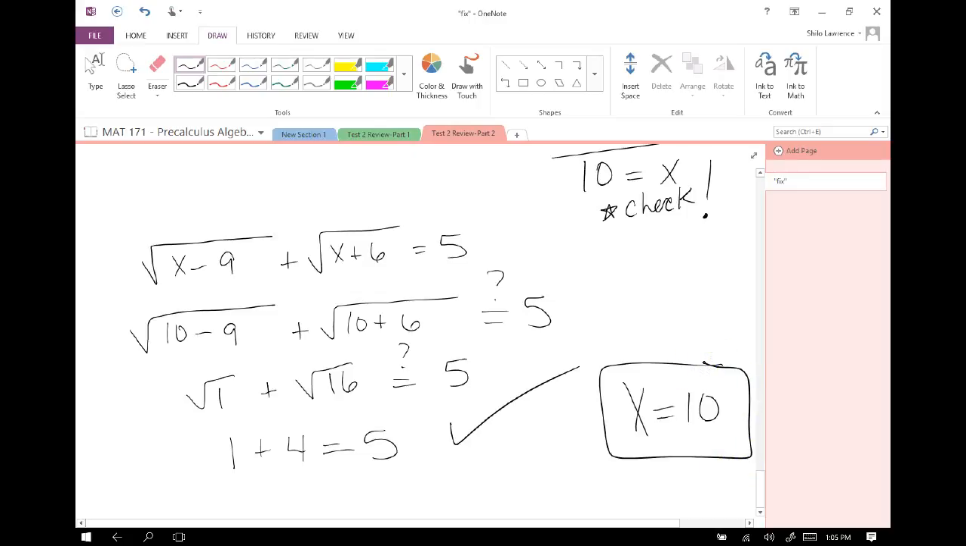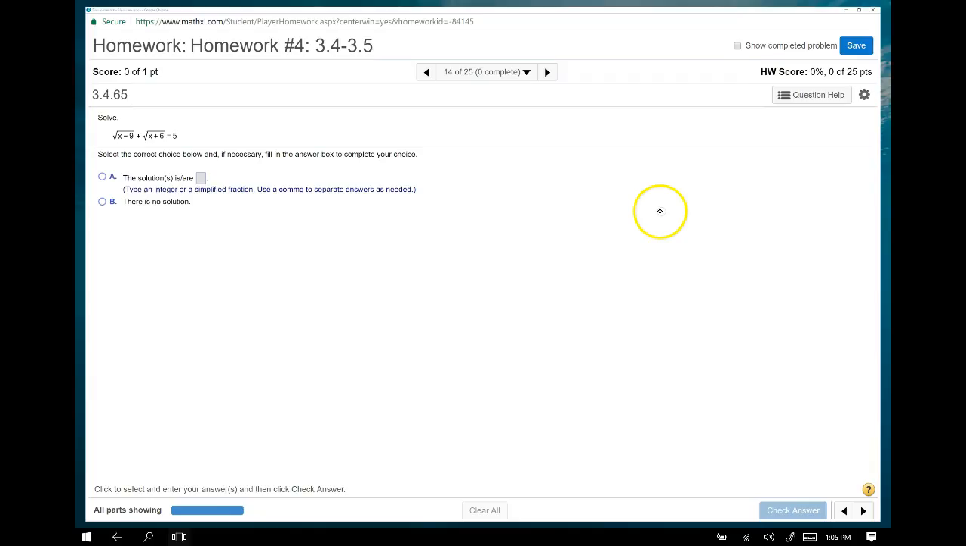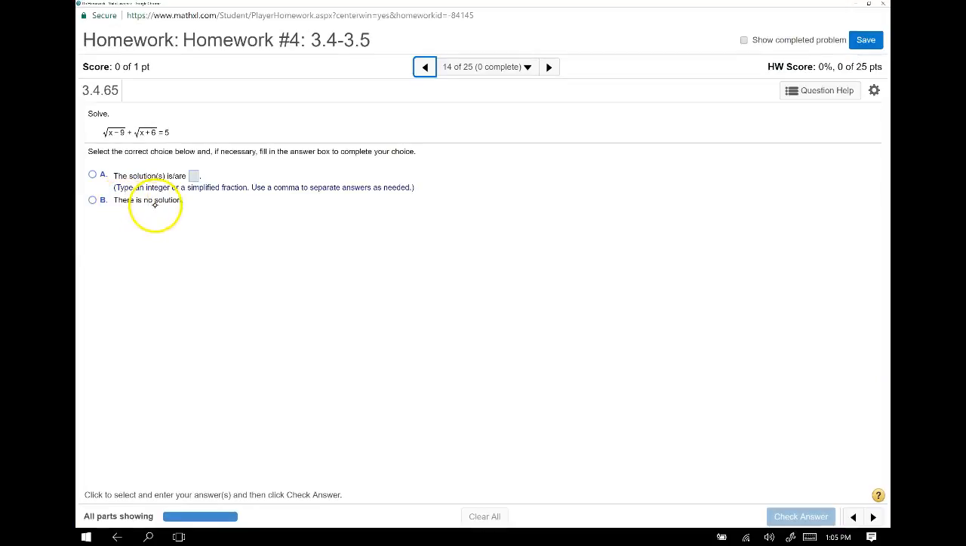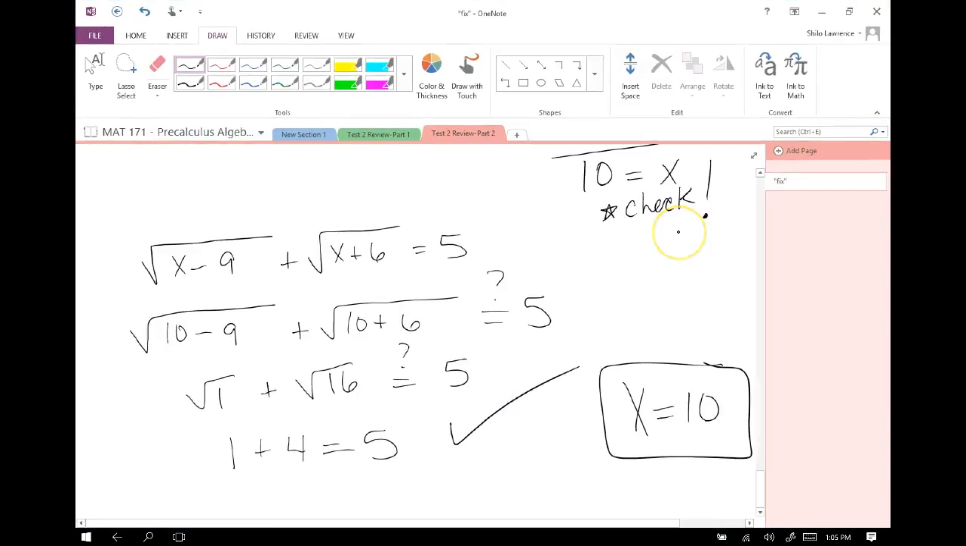Now, if for some reason, when we solved this problem we only got one possible answer and we checked it and it didn't work, then there would be no solution. Or if we got 2 answers and neither one of them worked, and we had to throw both of them away, then there would be no solution. And if you look in MyLabs Plus, that is an option. Option B is there is no solution. That means when you solved it, you got some answers, but then when you went back and checked them, none of them worked. So that's why you're seeing that, because just because you got an answer doesn't guarantee that it's always going to work. You need to check them.